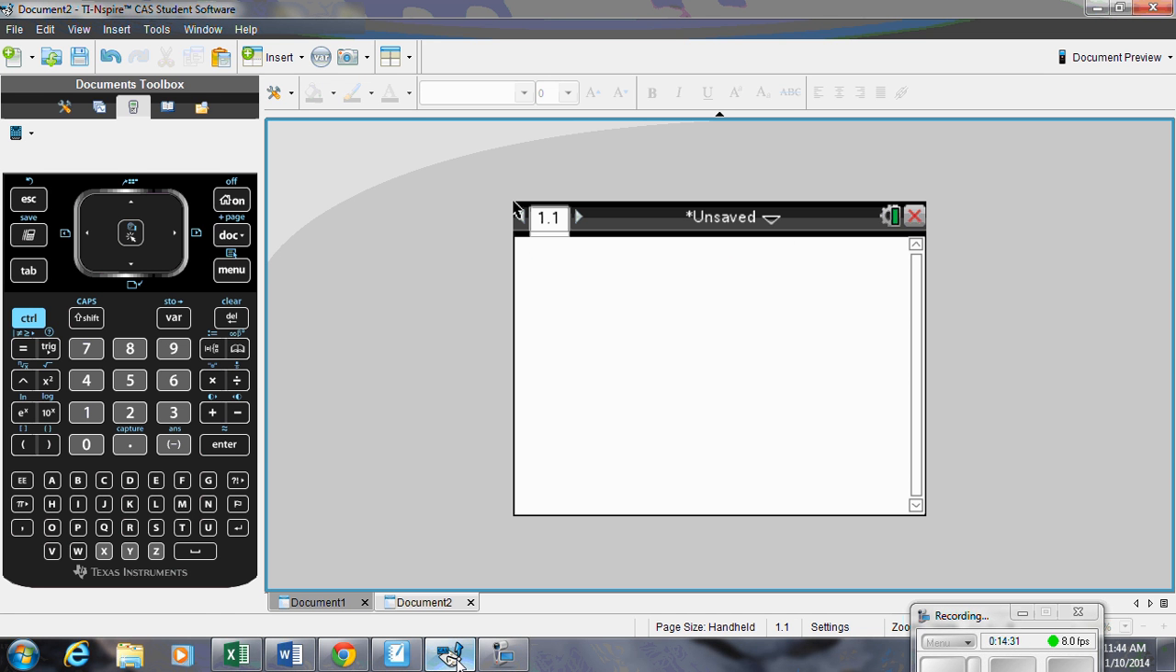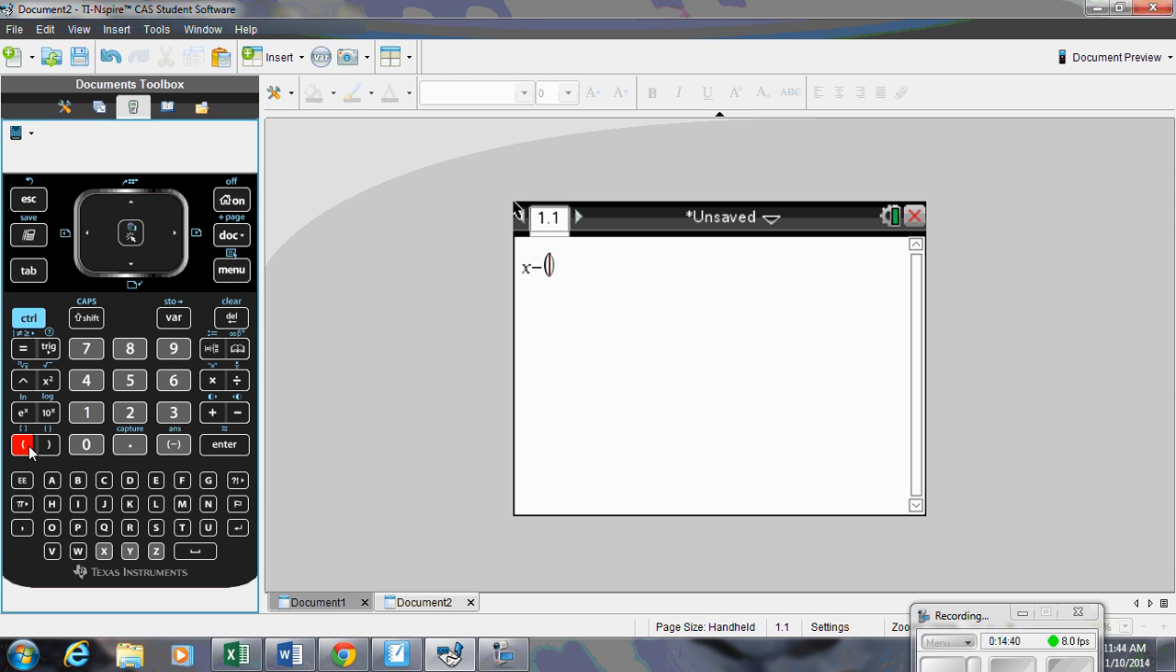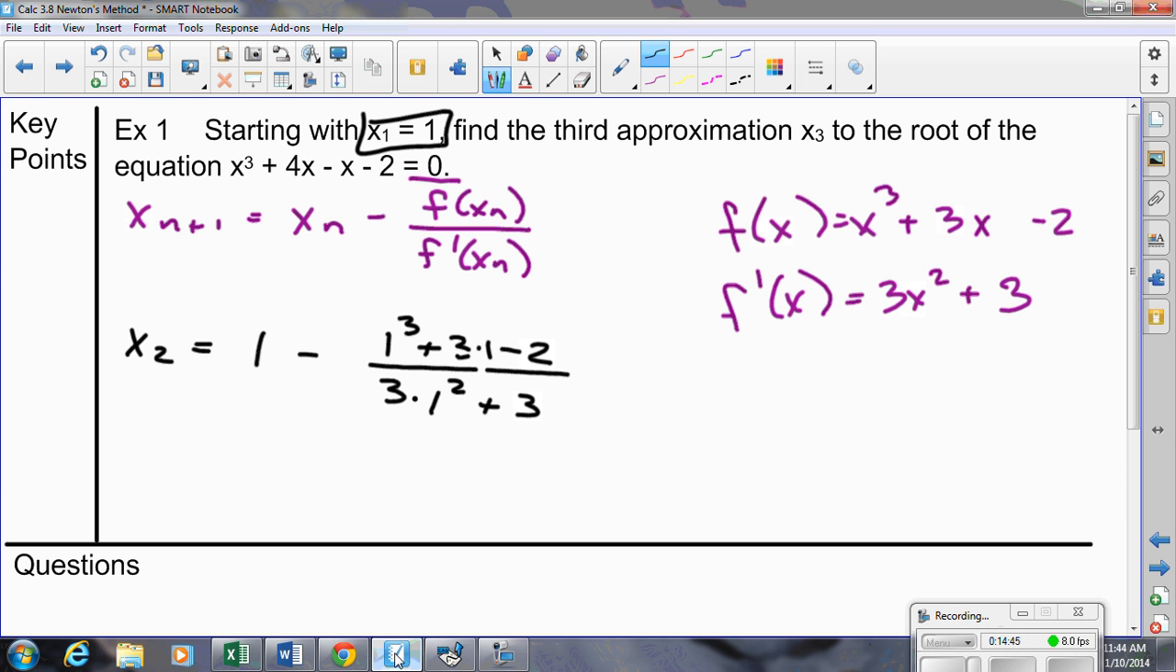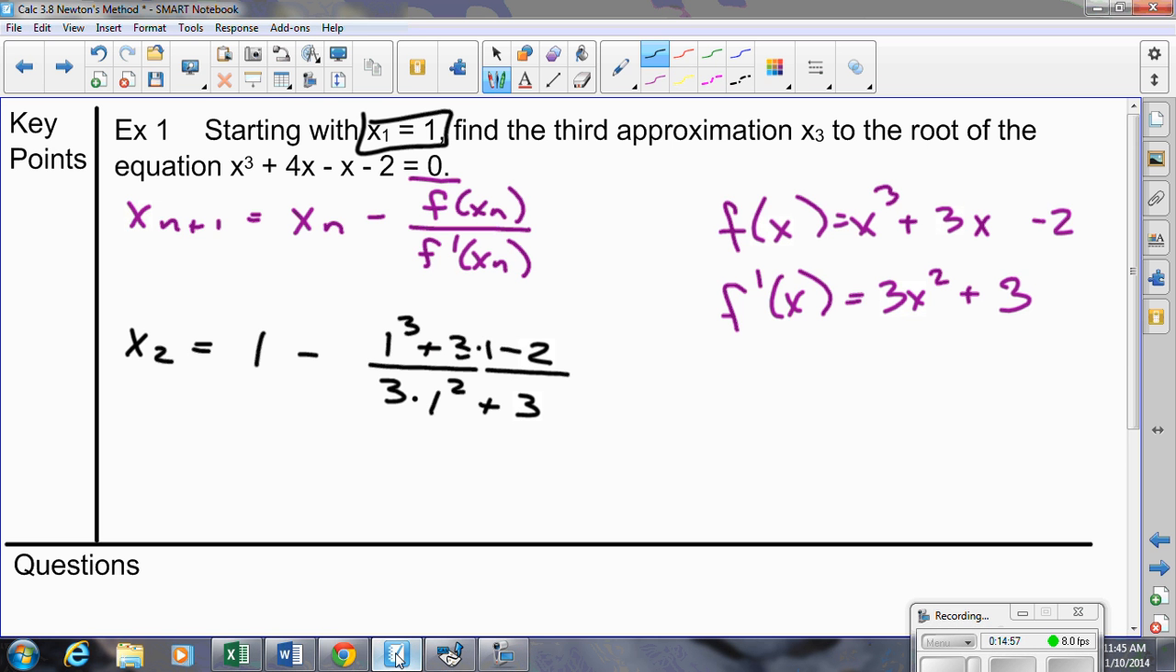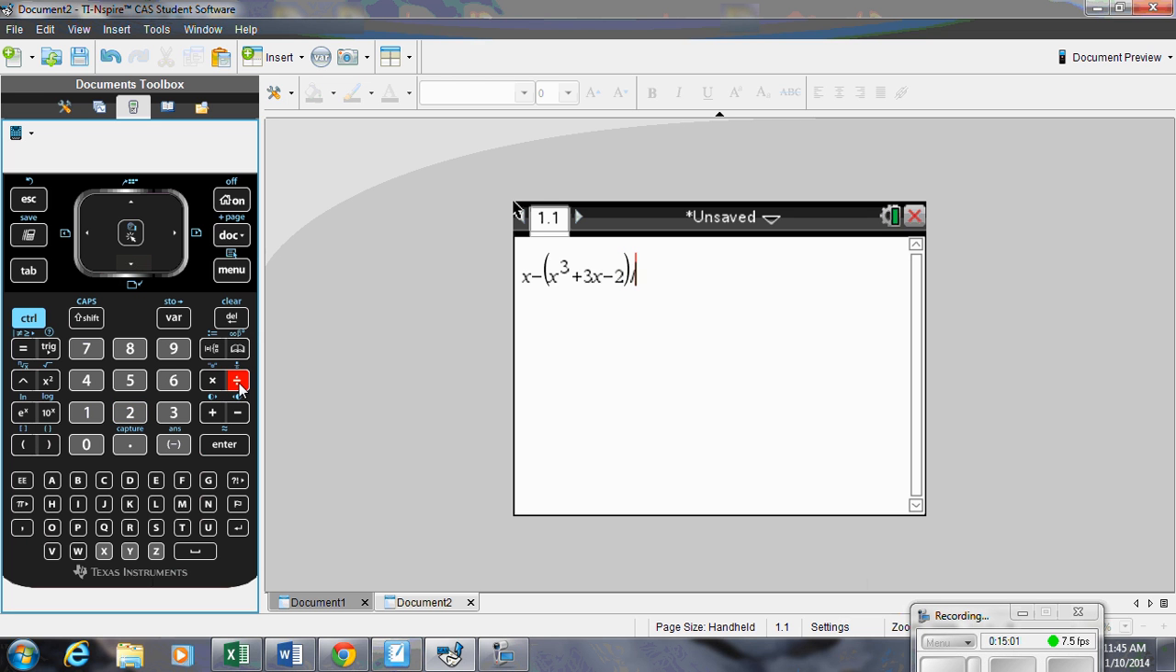Using our calculator, we could type in x minus, and then in parentheses, x to the third plus 3x minus 2, divided by, for our denominator, 3x squared plus 3. And you'll note we're just typing the formula into our calculator. But this is where the such that, or the given, feature is so nice, because we can now say, given that x equals our first guess, it gives us 2/3.